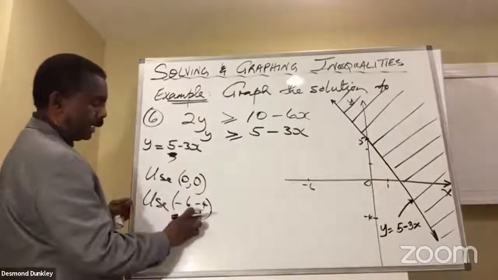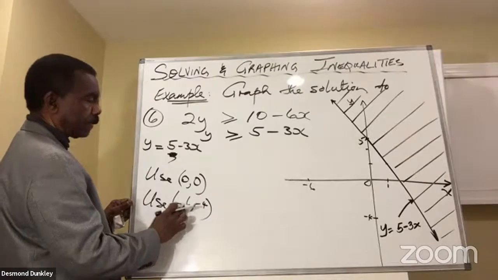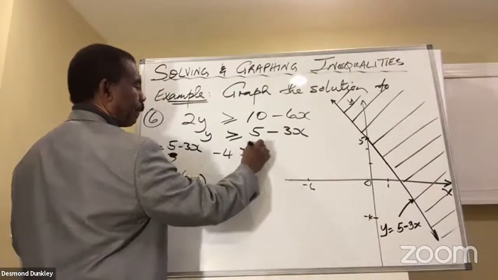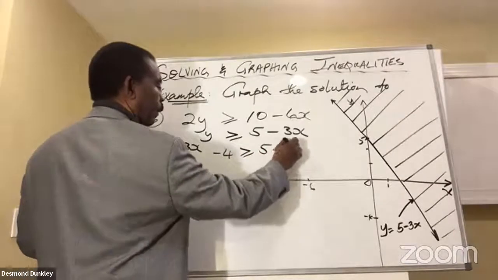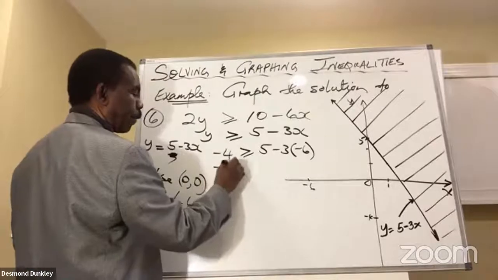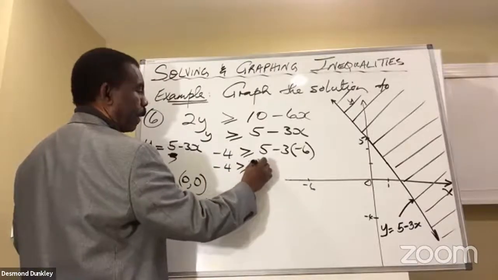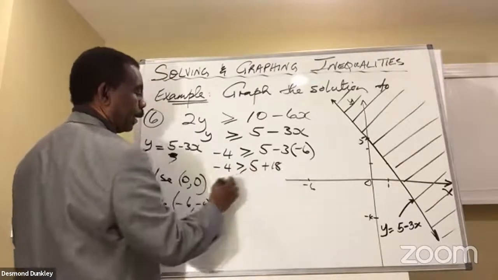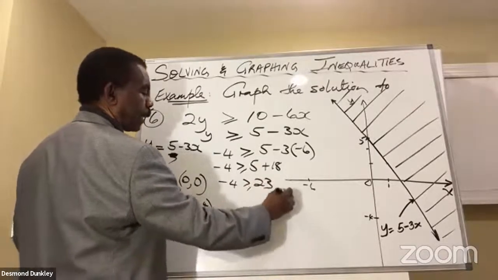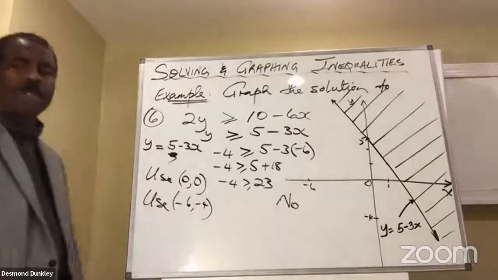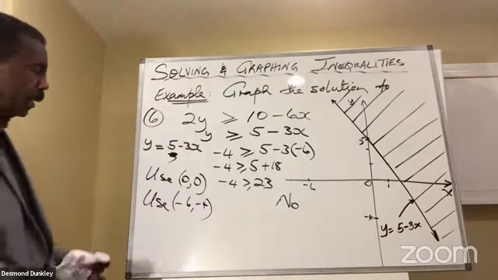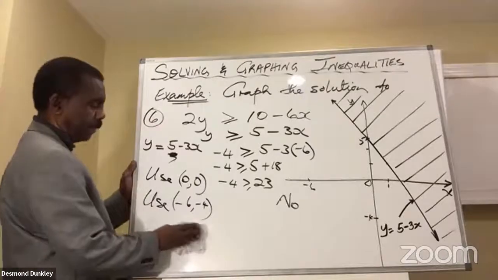So y is negative 4, x is negative 6. So negative 4, is that greater than or equal to 5 minus 3 times negative 6? Is negative 4 greater than or equal to 5 plus 18? Is negative 4 greater than or equal to 23? The answer is no. So we see that it's perfect. Let's try one more example.